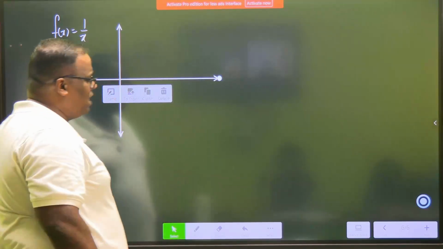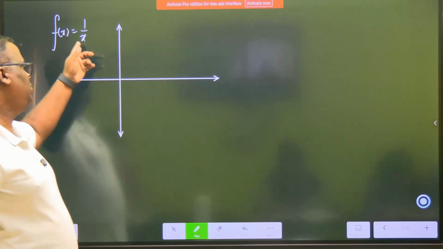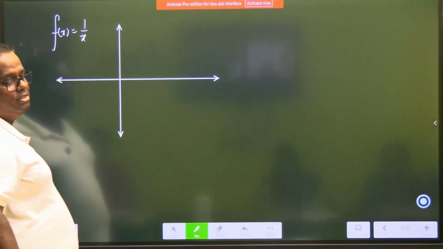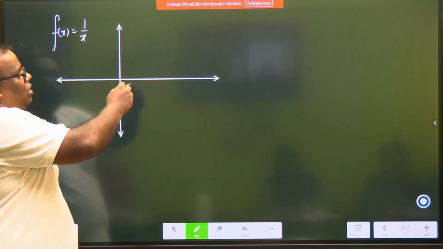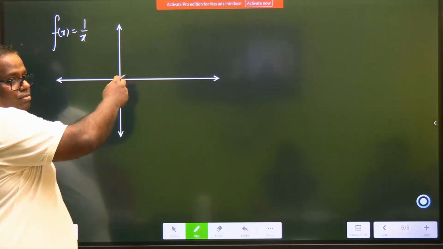Rational function. What does a rational function say? You just apply your common sense. If you put x equal to 1, you get 1. If you put x equal to 2, then you get y is half.